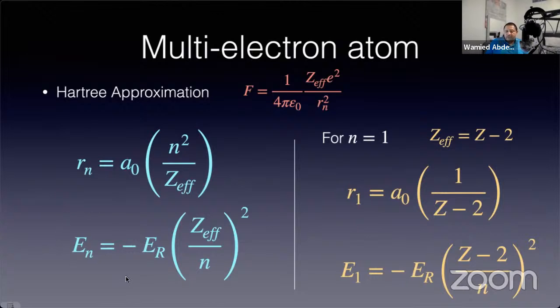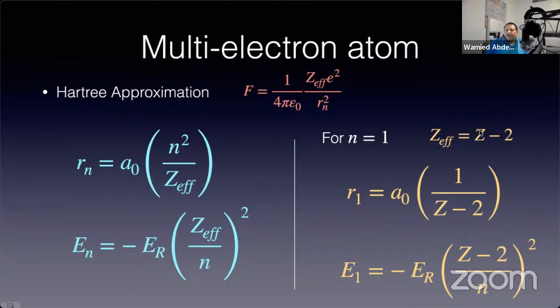And the energy, again, the same formula. So there was a Z here, squared, or Z over N all squared. So instead of Z, we're going to use an effective Z. And again, that effective Z depends on the orbit number. So for N equals 1, this effective Z can be approximated as equal to Z minus 2. This is a very handy formula that you're going to see now.